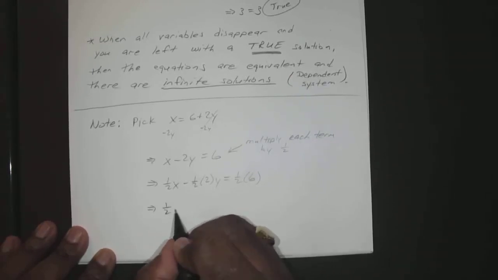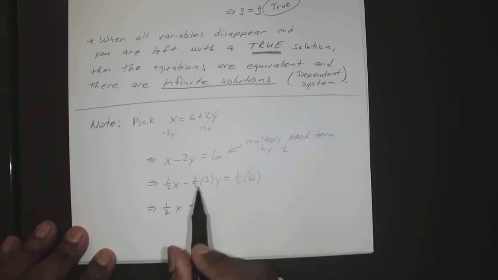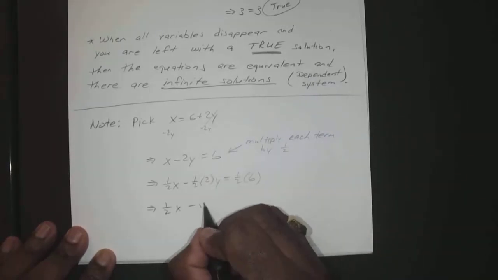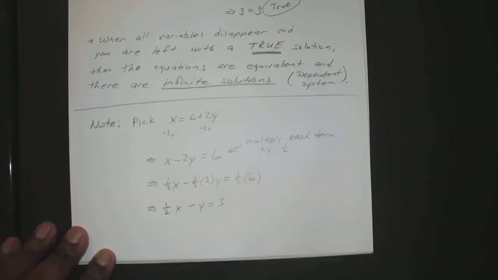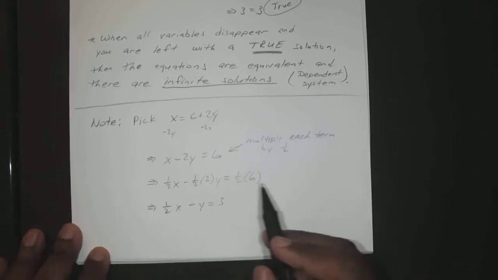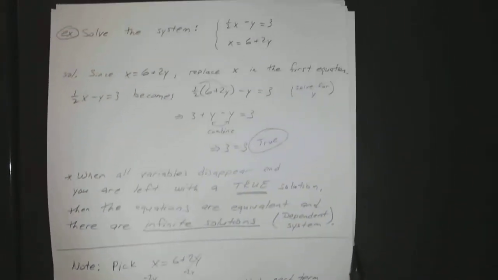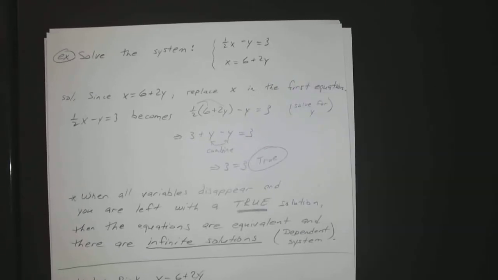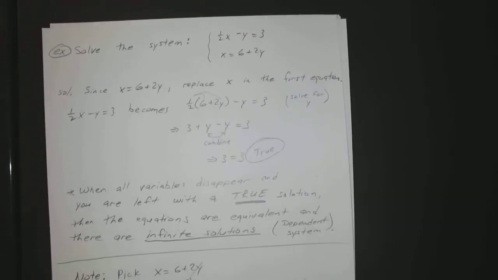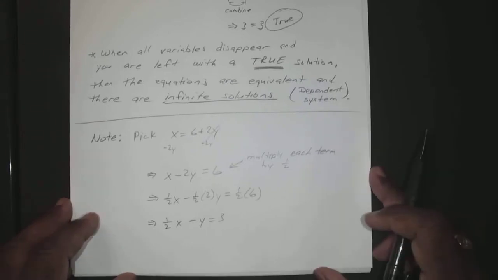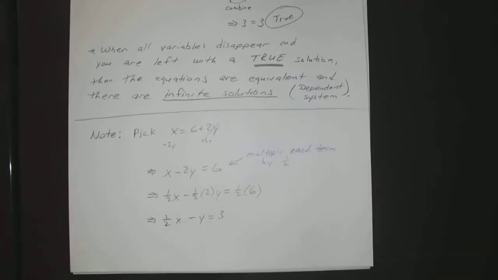Okay, so you have 1/2 x. 1/2 times 2 is just 1, so minus y equals 3, which, if you notice, is our first equation. So they're the exact same equation, just written differently. So if you graph both of them, they would just be right on top of each other. All right, so any questions on that one?